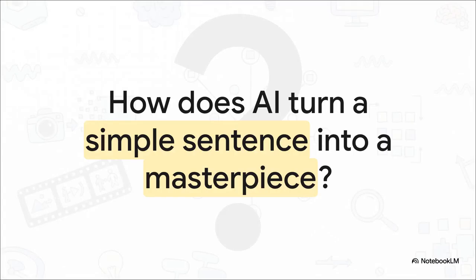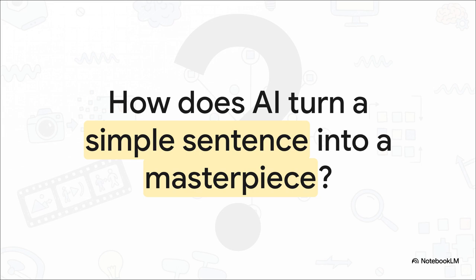Because this right here, this is the central mystery we're going to solve. How on earth does an artificial intelligence take a simple sentence, just a few words typed out by a human, and transform it into this stunning, highly detailed visual masterpiece? It feels like magic, I know, but it's actually just a beautifully structured sequence of processes.